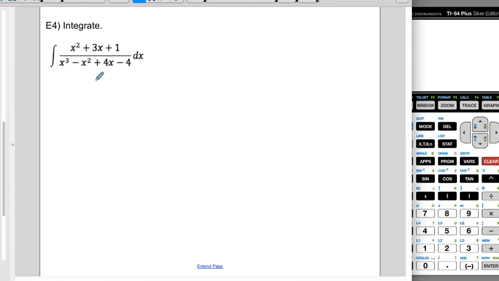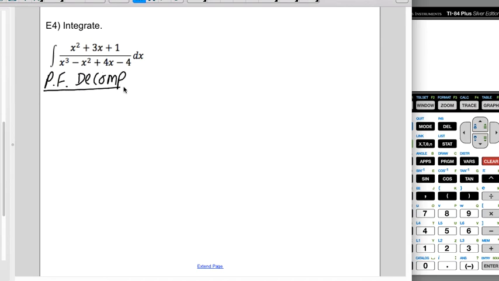Again, you should always do a quick check that if you make u the denominator, du is not the top, but it's not. If you differentiate the x cubed minus x squared plus 4x minus 4, you don't get the numerator at all. You don't get any multiple of the numerator. So I'm going to go ahead and try and factor this.